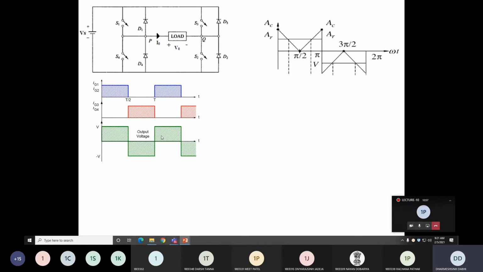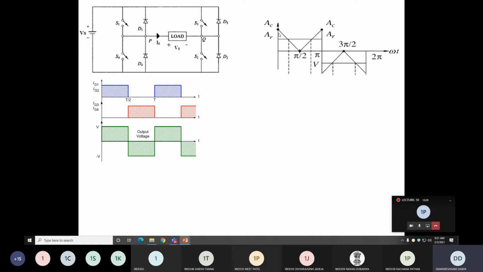So what is the method here? Single pulse modulation technique. In this method, you compare the triangular wave, which is called a carrier wave, with the reference signal. The reference signal is the signal which you actually want at the output side of the inverter. The frequency of this reference signal, this square wave, decides the frequency of your output voltage. Suppose you take the square wave of 50 Hz, then the output voltage generated at the load side of the inverter is also 50 Hz.